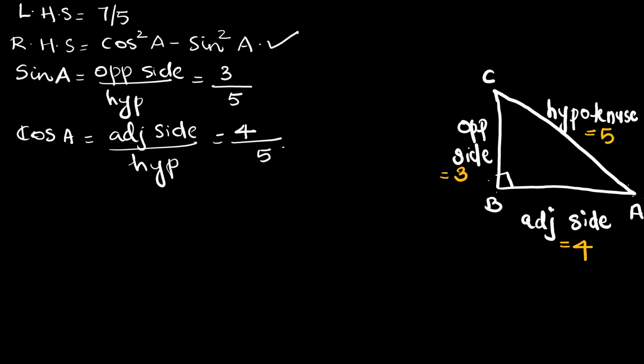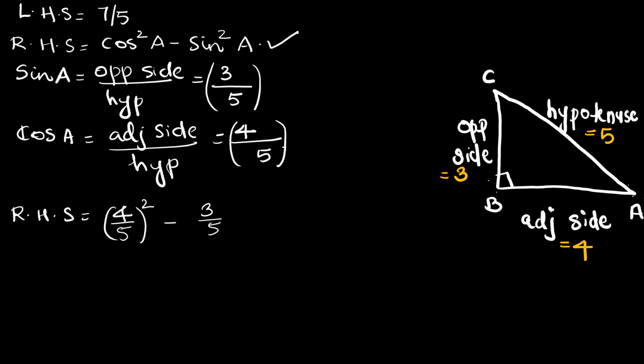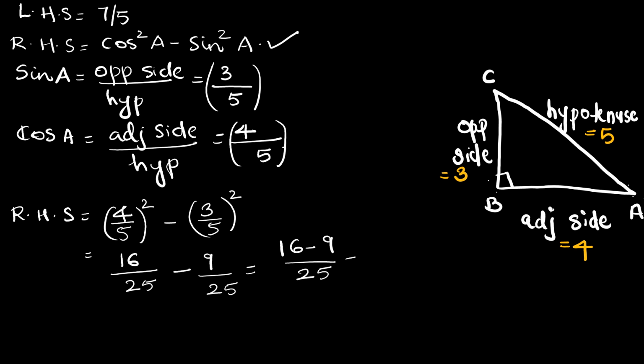Now we'll substitute here. RHS is equal to cos square A minus sin square A, that is this square minus this square. That is 4 by 5 square, which is cos square A, minus sin square A, which is 3 by 5 square. This is equal to 4 square is 16, 5 square is 25, minus 3 square is 9, 5 square is 25. Now the denominator is common, so we can take 16 minus 9 divided by 25, which is equal to 7 by 25. This is the RHS.